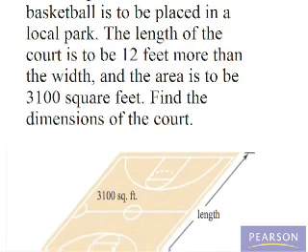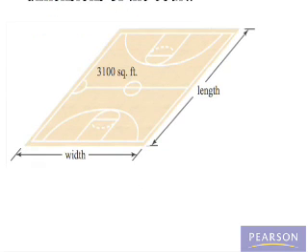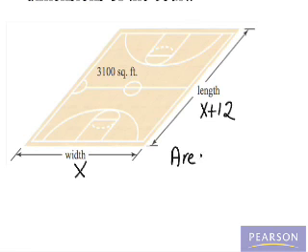So here's the diagram. We're going to let x be the width of that rectangle. So x is the width. And we're given that the length is 12 feet more. So the length is x plus 12. We're also given that the area of the court is 3,100 square feet.